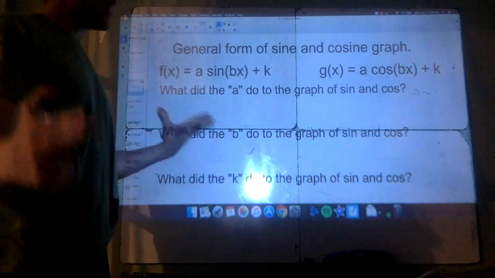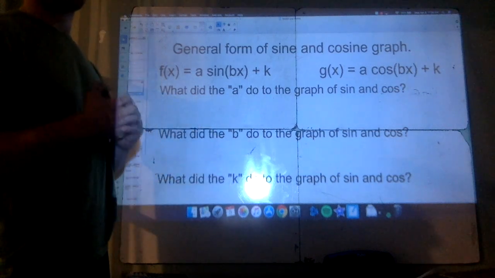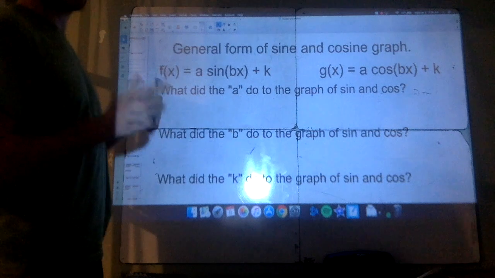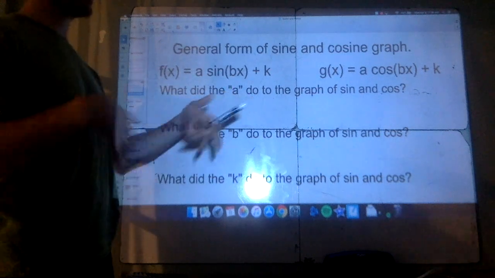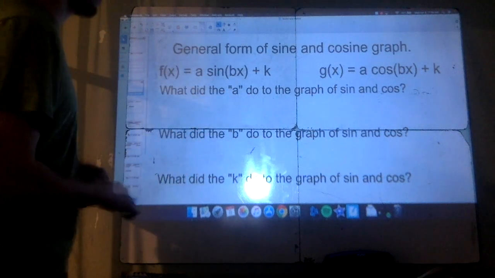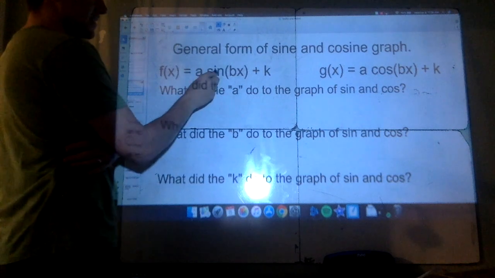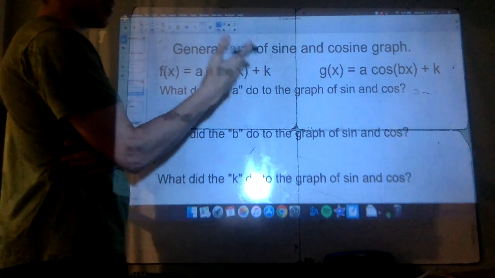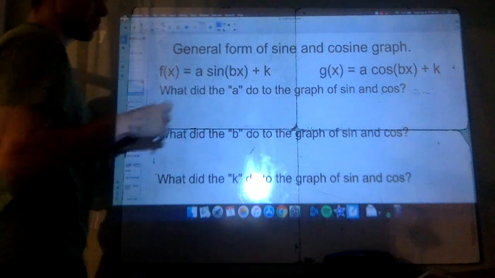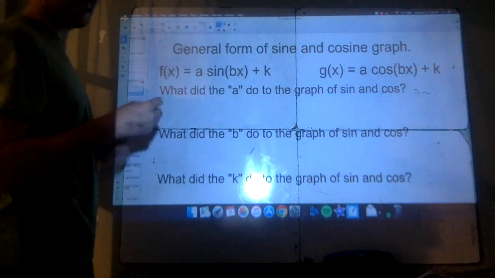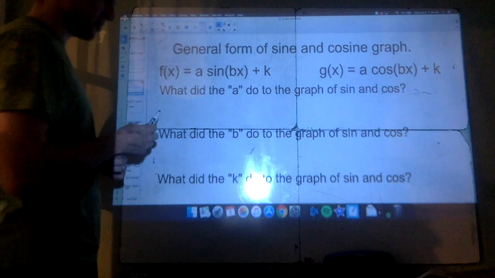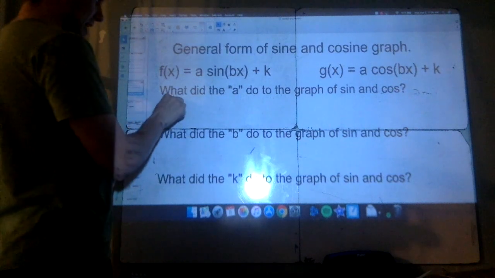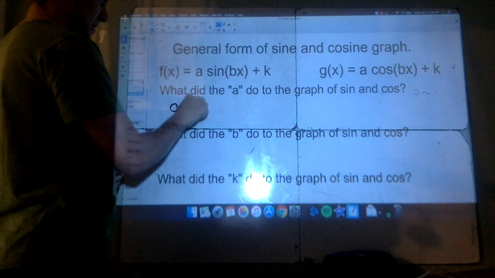All right, so here we have the general form of sine and cosine. So f of x, it's the same thing as y. g of x, same thing as y. If you see that, it's the same. But we have a sine b of x plus k, a cosine b of x plus k. So thinking back to our investigations, what did the a do to the graph of sine and cosine? Well, a is the amplitude.